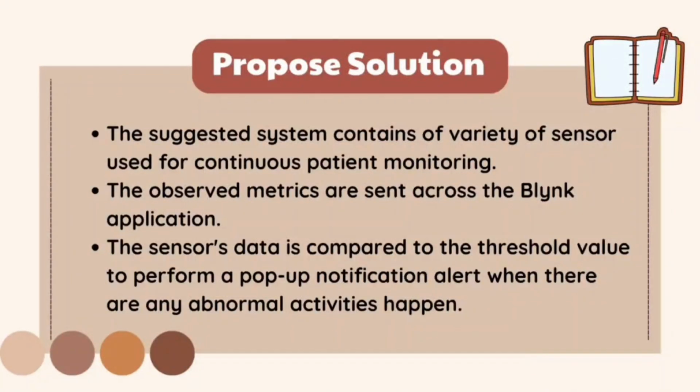The proposed solution of the project is to suggest a system that contains a variety of sensors used for continuous patient monitoring. In this project, we are going to use the DHT11 and the pulse sensor to monitor the pulse rate and the temperature of the patients. The observation metrics are sent across the Blynk application and the sensor data is compared to the threshold value to perform a pop-up notification alert when there is any abnormal activity through the Blynk app.